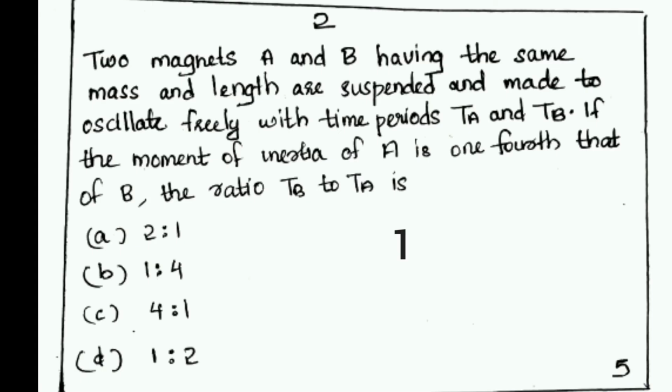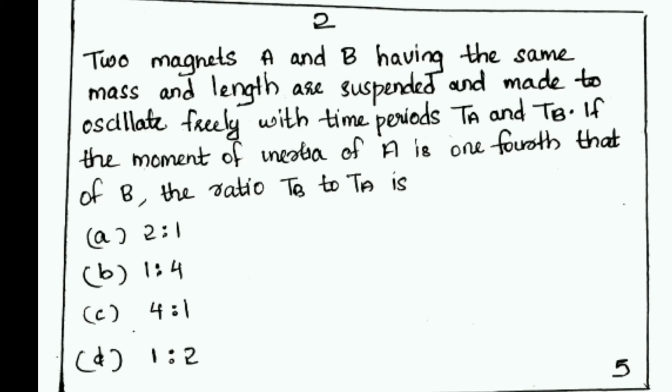Now moving to the second question. Two magnets A and B having the same mass and length are suspended and made to oscillate freely with time periods TA and TB. If the moment of inertia of A is 1/4 that of B, find the ratio TB to TA.